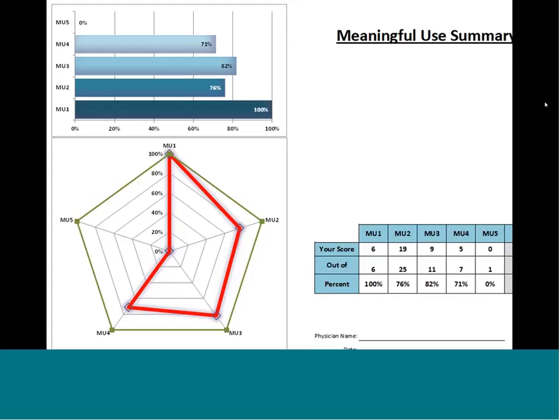So in this example, MU1 has 6 questions, and out of those 6, your score shows that the physician has 6 out of 6. And then for MU2, it's out of 25 questions, and the physician has scored yes to 23 of those questions.